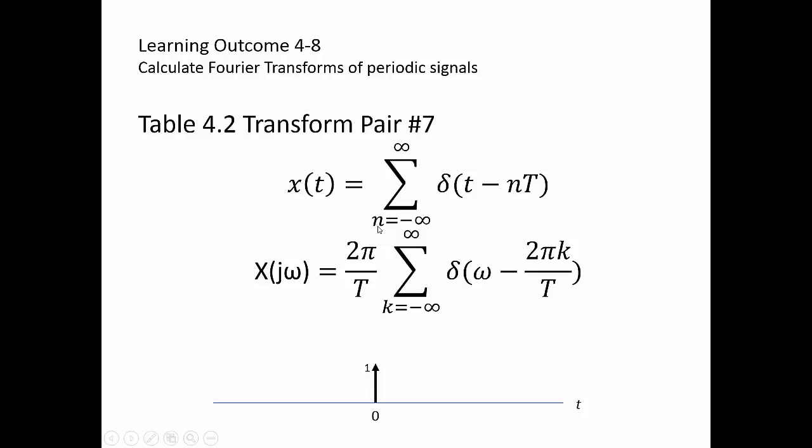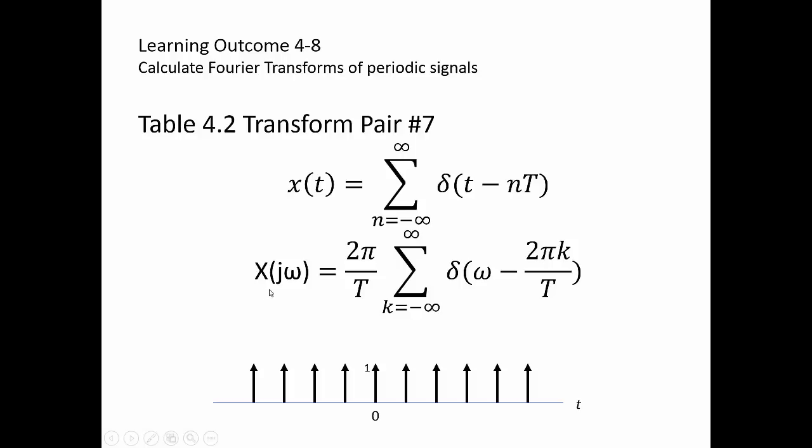Set your n value to 1. Delta of t minus capital T. That's going to be an impulse where t equals capital T, just 1 unit over. If n is equal to 2, delta of t minus 2 cap T. So it's when t equals 2 cap T, and then we get 1 for negative 1, and for every other value of n. This is an infinite pulse train. We use this a lot in Chapter 7.